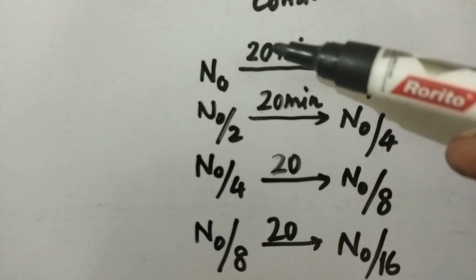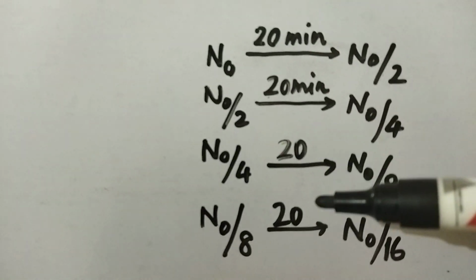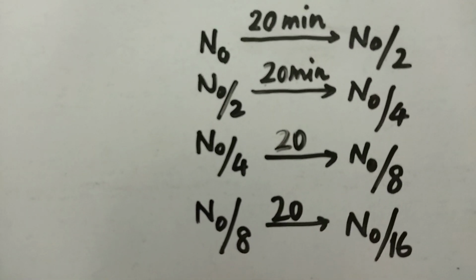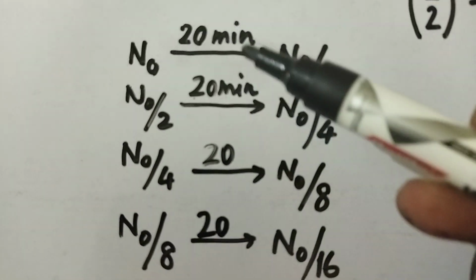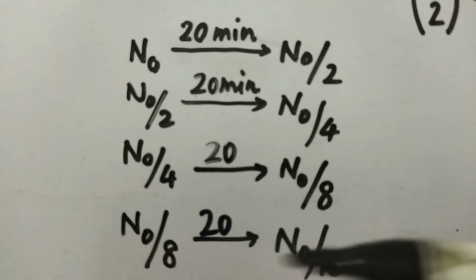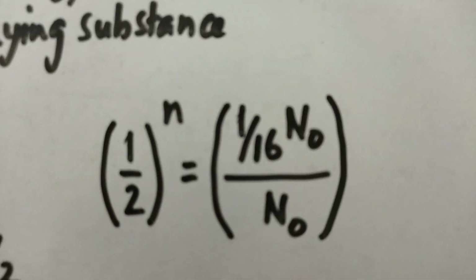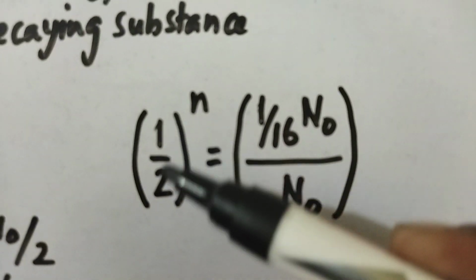So how much time has it taken? 20 plus 20 plus 20 plus 20, which is 80. So by simple arithmetic, we could understand that it takes 80 minutes. But mathematically, we can solve it this way.